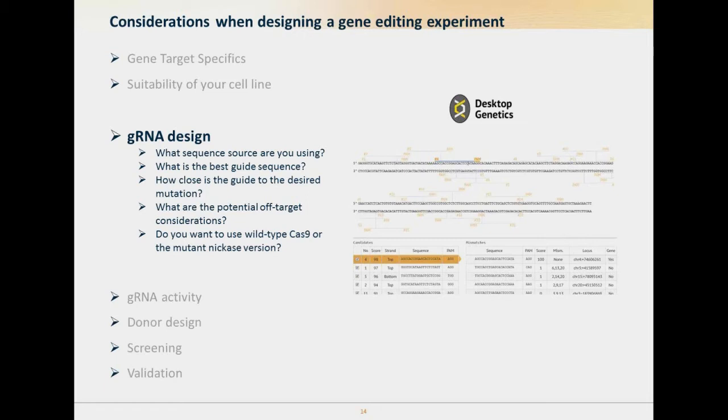We highly recommend that you sequence all of the alleles in your cell line. You know what it is that you're targeting. That one base pair or two base pairs can really make a difference in whether or not you're going to be able to make an effective change.